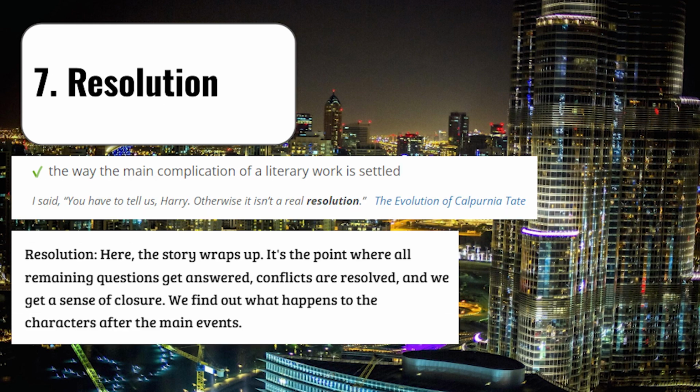Term number seven is the resolution, and this is the way the main complication of a literary work is settled. Here the story wraps up, we put a bow on it. It's the point where all remaining questions get answered, conflicts are resolved, and we get a sense of closure. We find out what happens to the characters after the main events, sometimes what happens to them for the rest of their life, or sometimes we're left with a cliffhanger wondering what would happen next to them. Usually, things are resolved here.